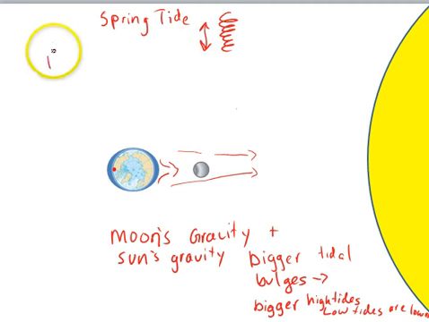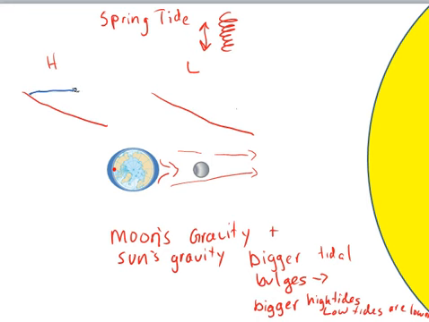So at a spring tide high, all right, if this is a beach, and we'll do the beach here in a second, at a spring tide low, at a high, you're going to have the water way up near the top. At a low, you're going to have the water not nearly as high. The water is going to be out much further, right?